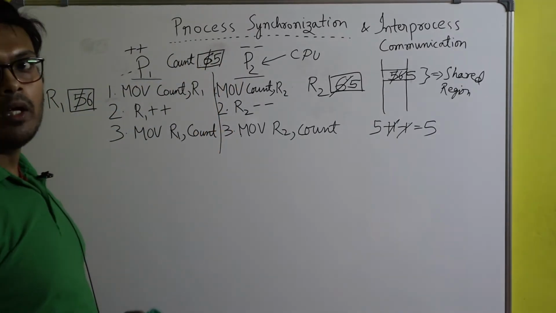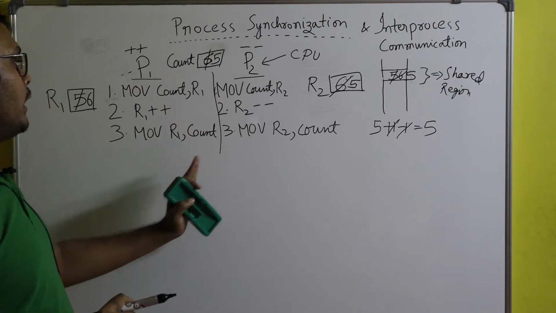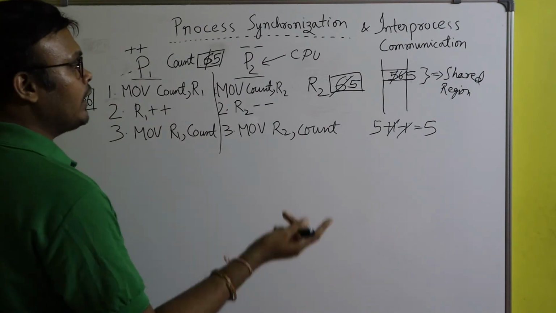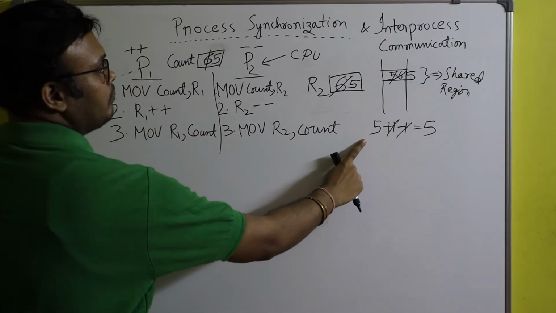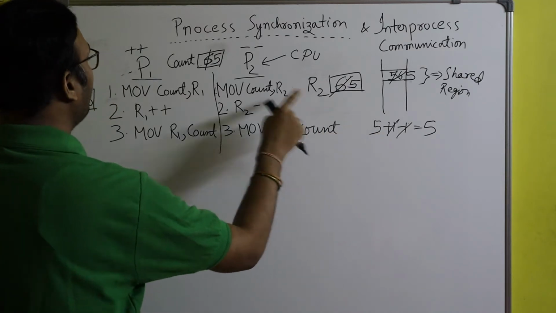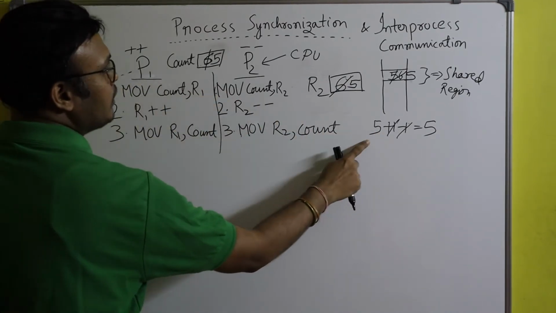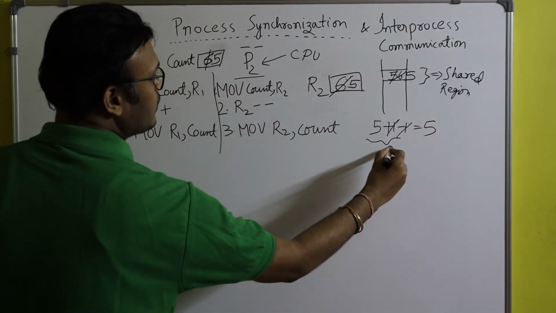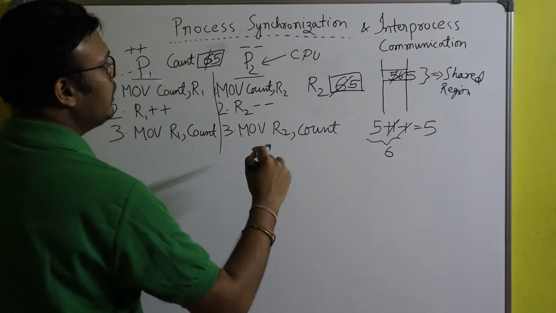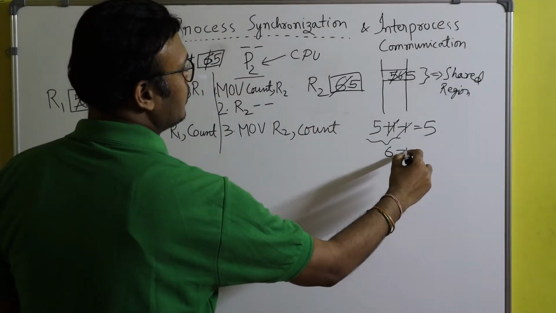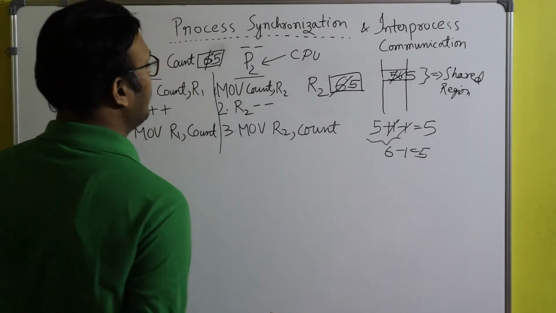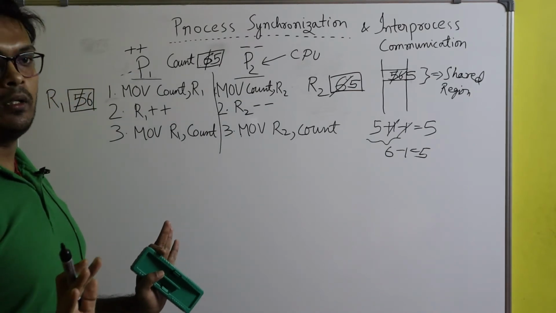So till now you see everything is fine. Till now the data is consistent. You see what actually happened? 5 plus 1 is performed by process P1, so the value became 6. And what did process P2 do? P2 did minus 1. So the value ultimately became 5. So till now no problem is there.